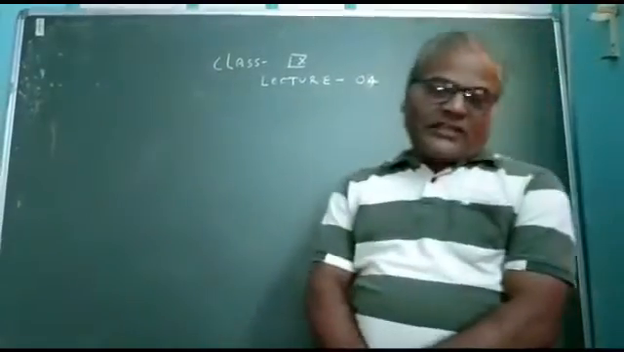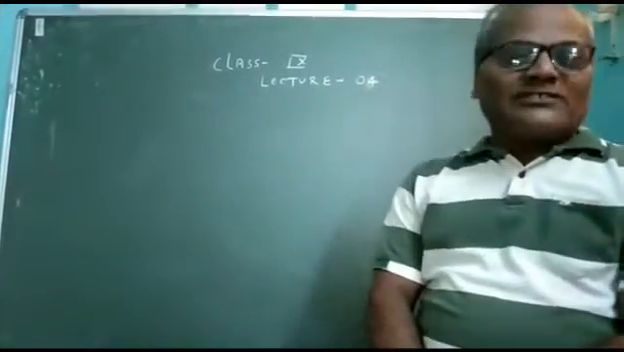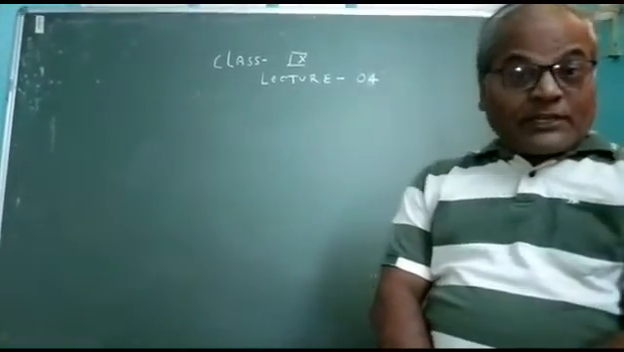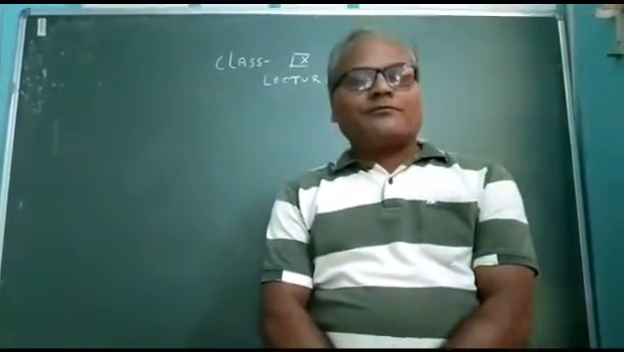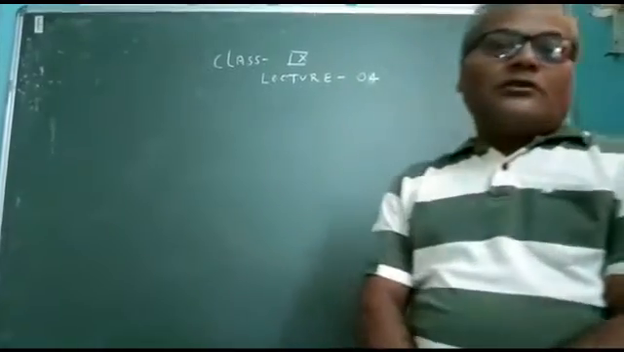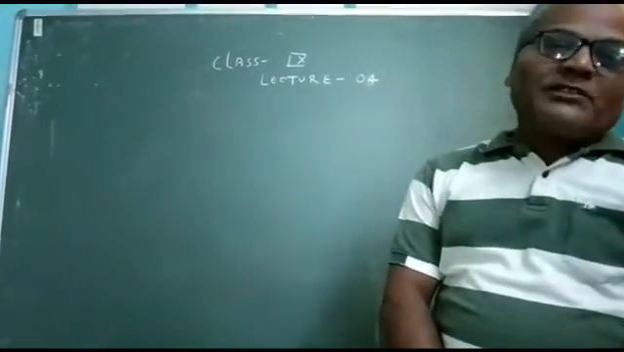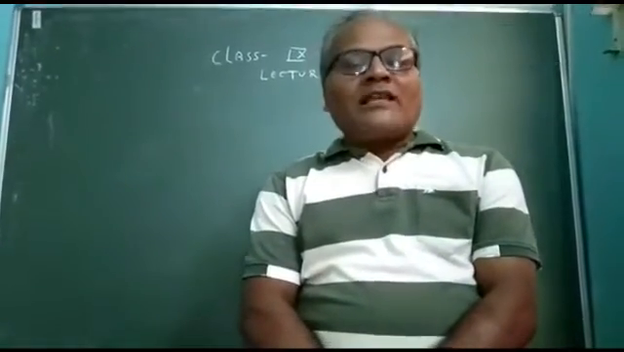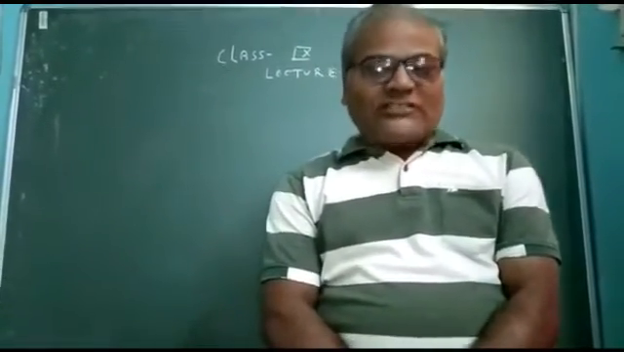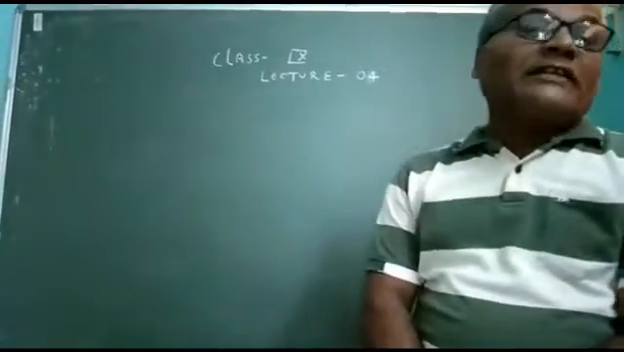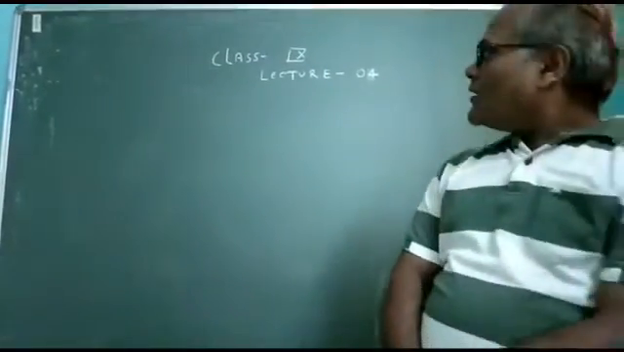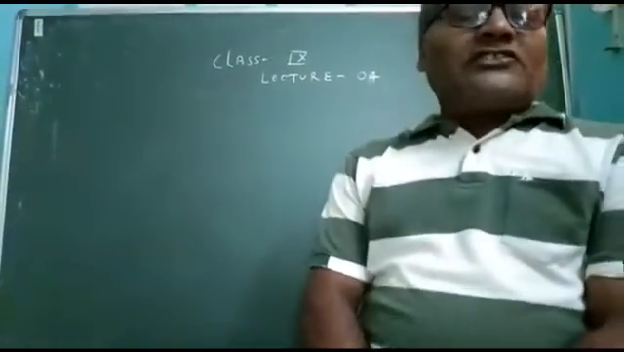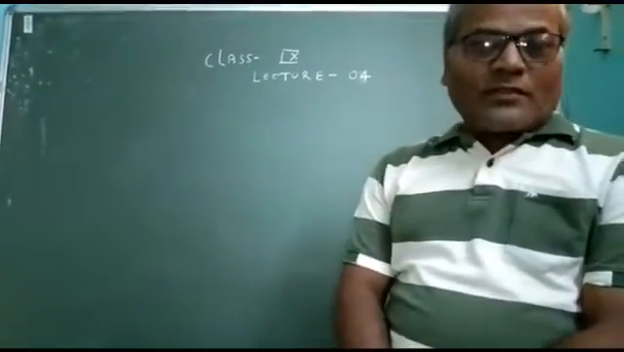In previous class we discussed the displacement time graph and velocity time graph, and we know that with the help of displacement time graph we get the velocity of a body, and with the help of velocity time graph we get the acceleration of the body. And today in this class we deal with the general equation of motion.